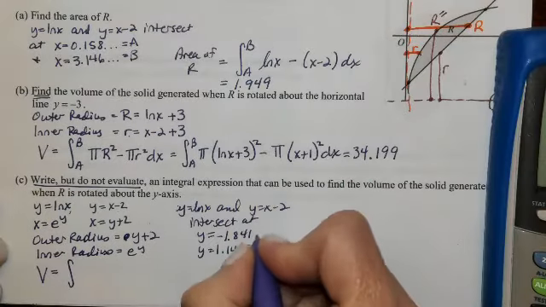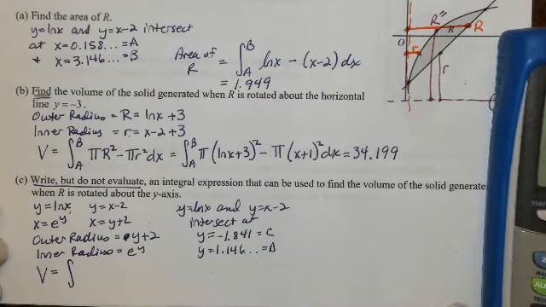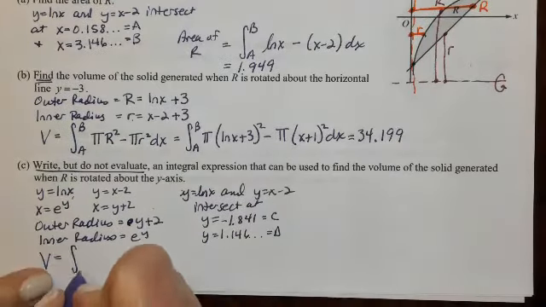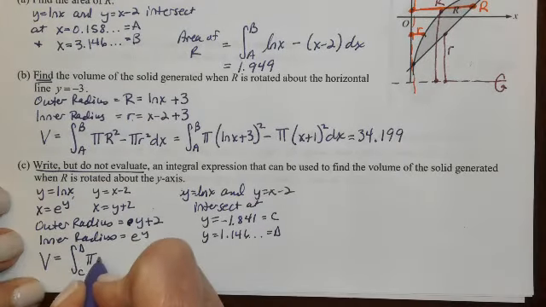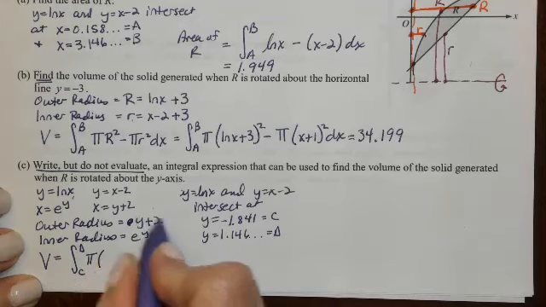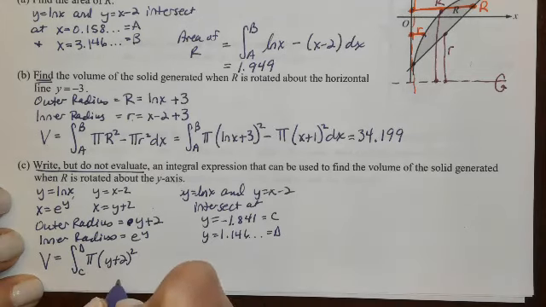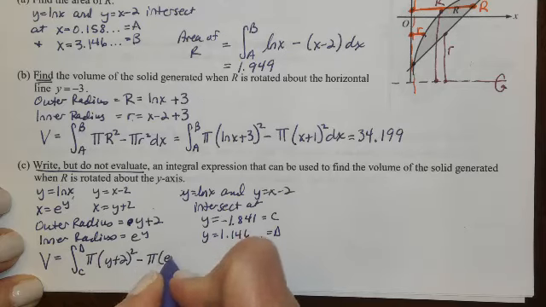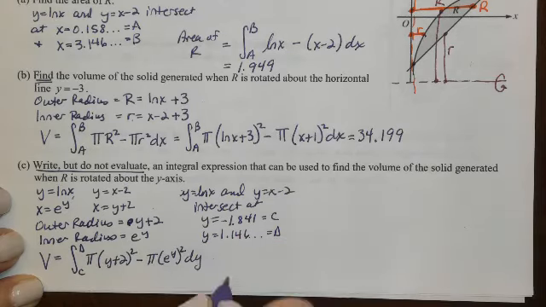And I think I'm going to say that this is c and this is d. Let that be c and let that be d. Now I can use that. So the volume will be from c to d of pi times my outer radius squared minus pi times my inner radius squared with respect to y.